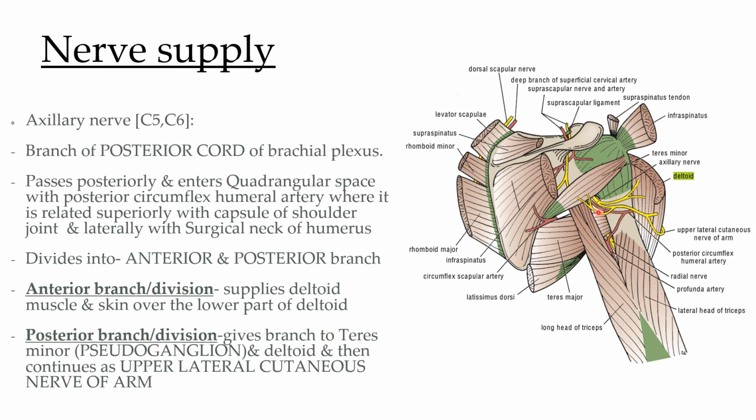After giving a branch to the teres minor, the posterior division of the axillary nerve continues and provides nerve supply to the posterior fibers and remaining part of the deltoid muscle, and then it continues superficially and becomes the upper lateral cutaneous nerve of the arm.